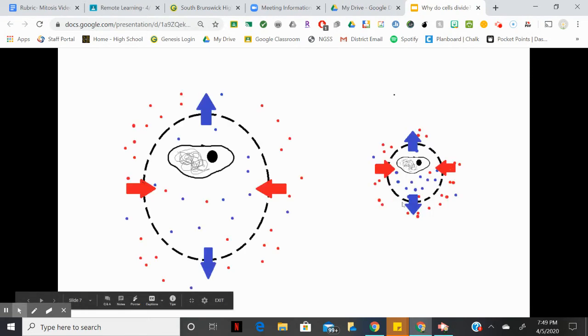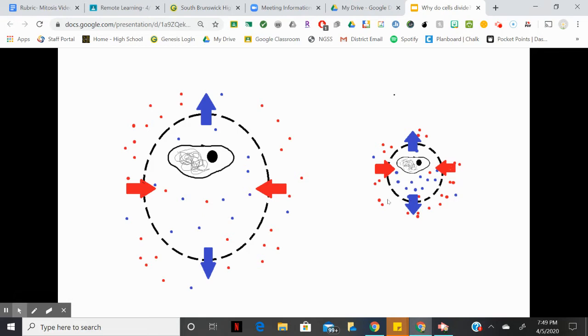So I have a visual to demonstrate this. So let's say the blue particles are waste and the red particles are food. The food needs to be able to get into the cell, right? Move from high concentration to low concentration. The waste particles need to be able to get out of the cell, move from high to low. If the cell is large, then it has to travel from here all the way out to here. Same thing with this red cell, right? Or red particle. It's got to move all the way from out here to in here.